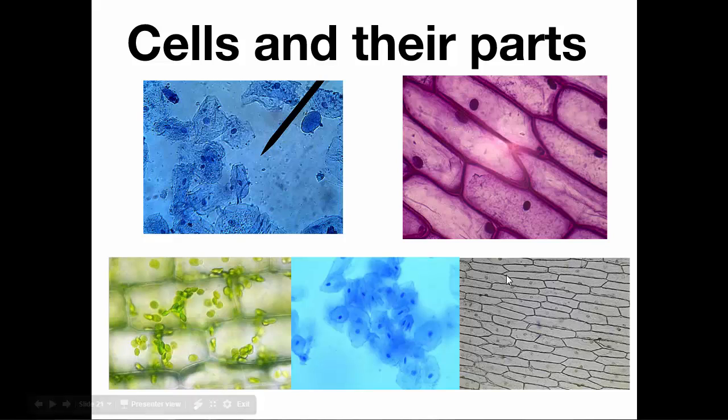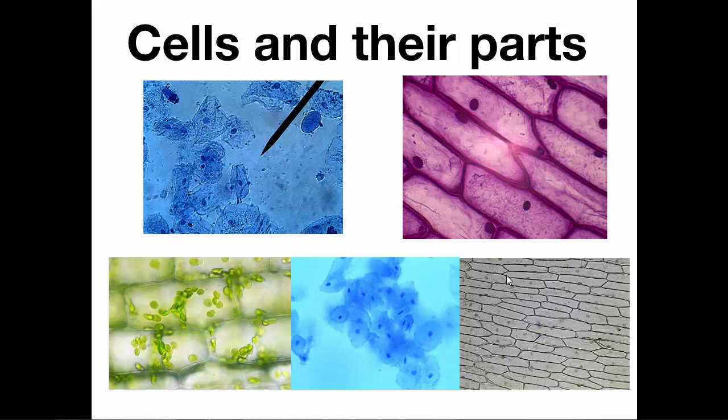In the first part of this unit, we had studied microscopes because they're an important part of learning about cells. So now we're moving into the actual material where we're going to talk about cells, what they are, and the parts that they're made out of. These are all images of cells, all of which you're going to see in our cells lab, which we'll be doing next week probably.